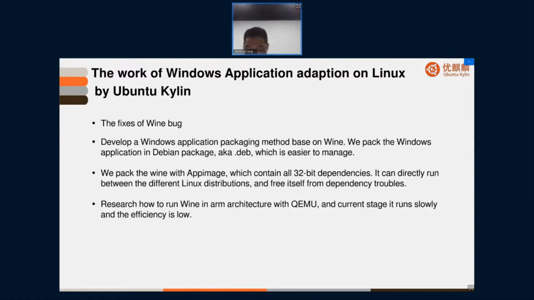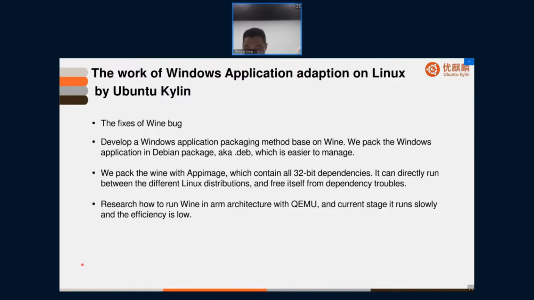Let's look at the work we have done in Windows application adaptation on Linux. First, we fixed some bugs of Wine. Some bugs are critical. Secondly, we developed a Windows application packaging method based on Wine. We packed Windows applications in Debian packages, aka deb, which are easier to manage.